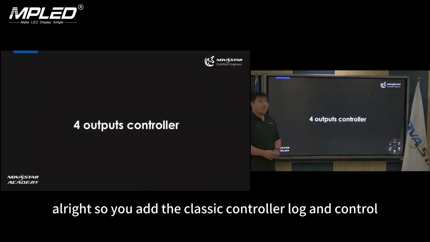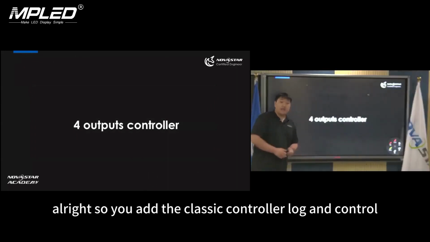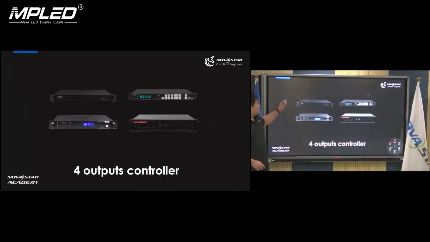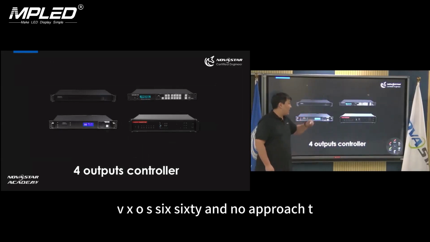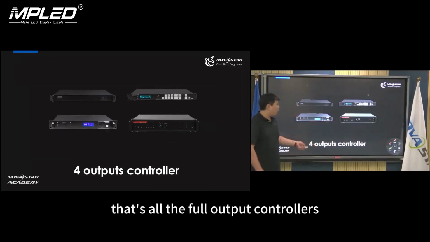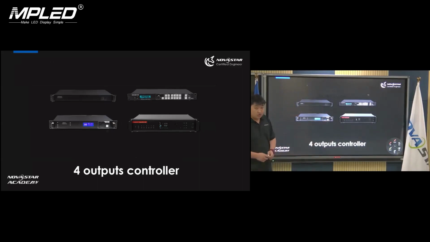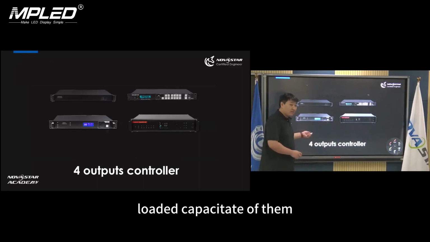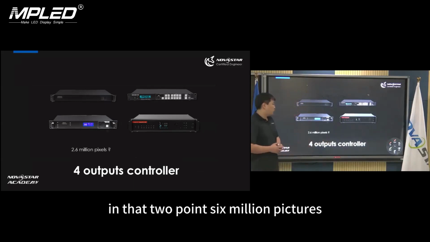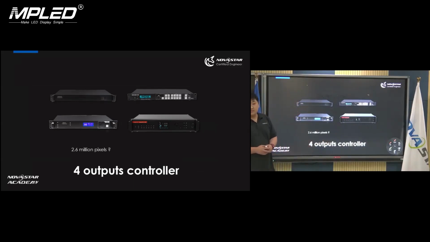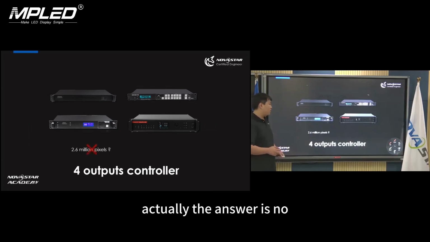All right, so the classic controllers, like the M-Control 600, VX4S 660, and Nova Pro HP, are all full output controllers. And what about their loading capacity? Is that 2.6 million pixels? Actually, the answer is no.